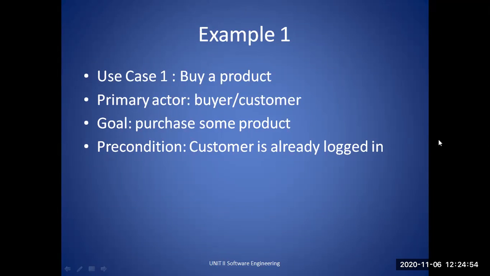Buy a product is one kind of use case. Who will be the primary actor? The buyer or the customer. What is the goal of this use case? The goal of the use case is purchasing some product. What should be the precondition? The customer is already logged in. This is one kind of online buying, an online purchase of the product.